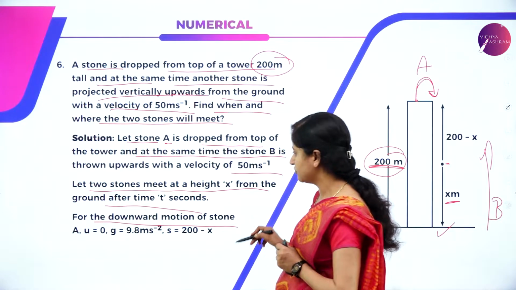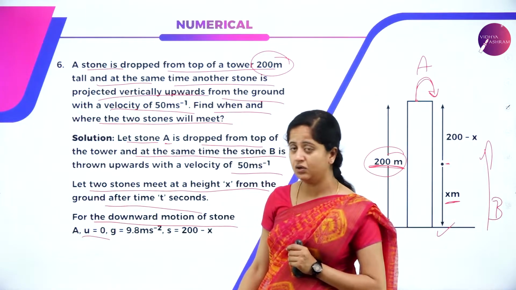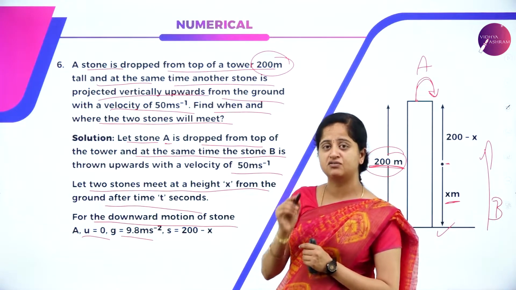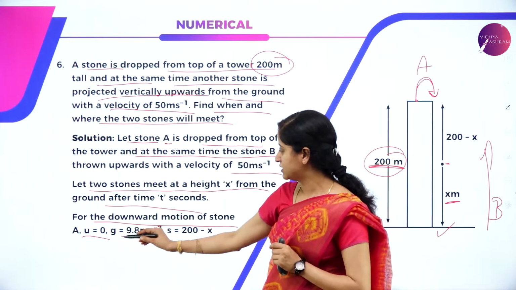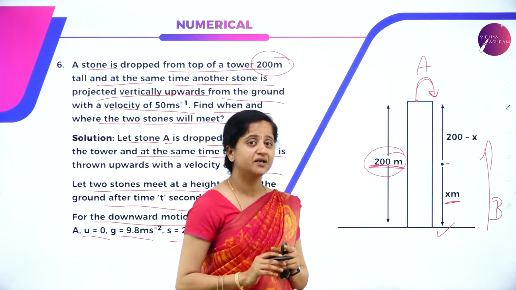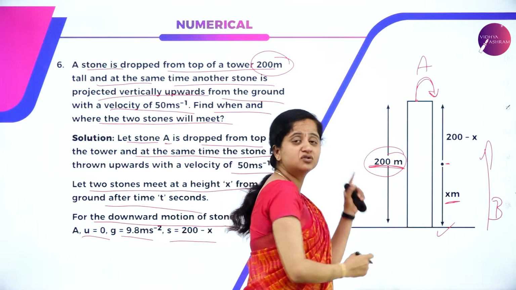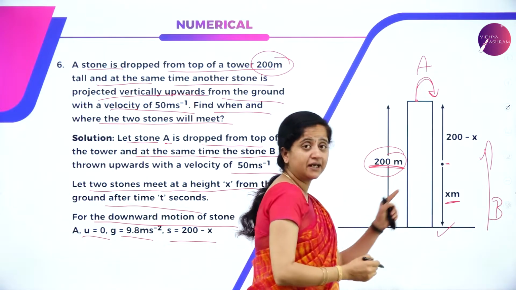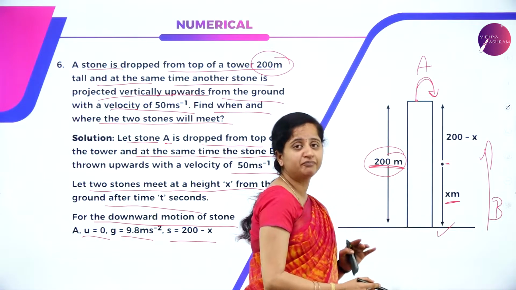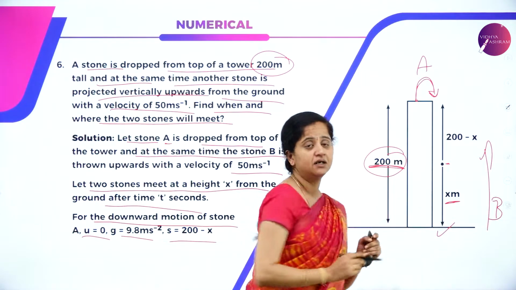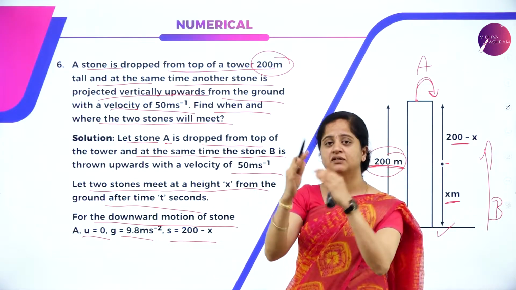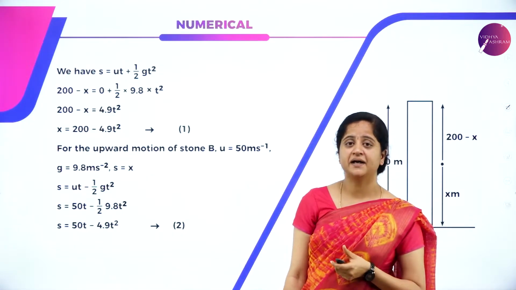So for the downward motion of stone A, the initial velocity u is 0 and g value is 9.8 meter per second square, the acceleration for a freely falling body being conventionally positive. And s is 200 minus x. Why is it 200 minus x? The tower is of height 200 meter and they are meeting at the point x, so x is the distance from the ground to the point of meeting. So 200 minus x is the displacement of stone A where both the stones will meet.